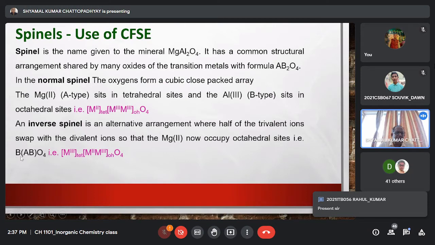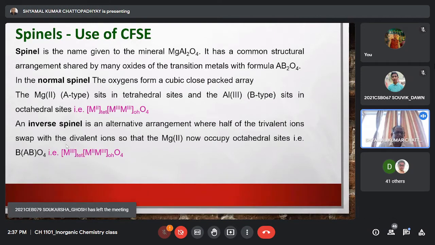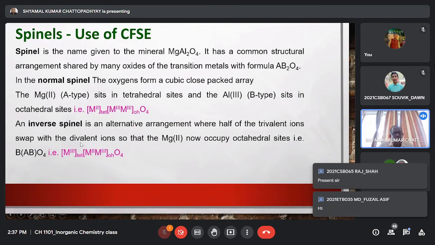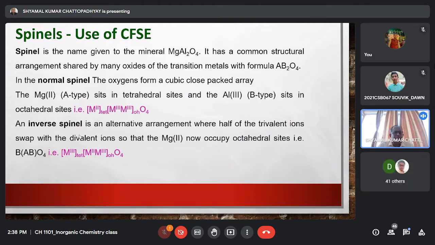so that you have a structure like BABO4, where B is the trivalent metal ion and A is the divalent. That means we have one of the trivalent metal ions occupying the tetrahedral pocket, and another trivalent metal ion along with the divalent metal ion occupying the octahedral pocket. So this kind of spinel, where one of the trivalent metal ions and the divalent metal ion have exchanged their positions, and the trivalent metal ion is now in the tetrahedral pocket and the divalent metal ion is in the octahedral pocket, is called an invert spinel.